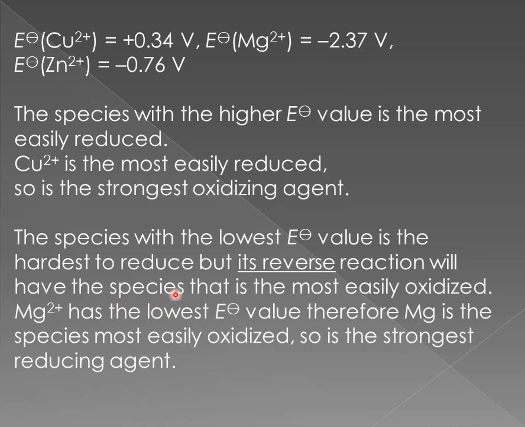We'll have the species that is most easily oxidized. Magnesium has the lowest standard electrode potential value, therefore magnesium is the species most easily oxidized, so it is the strongest reducing agent. Magnesium metal, not magnesium ion. If you say magnesium ion, this is wrong. You have to reverse the equation.